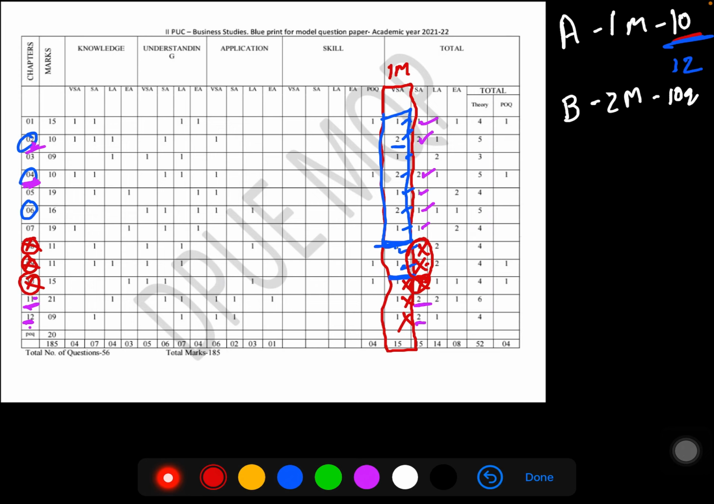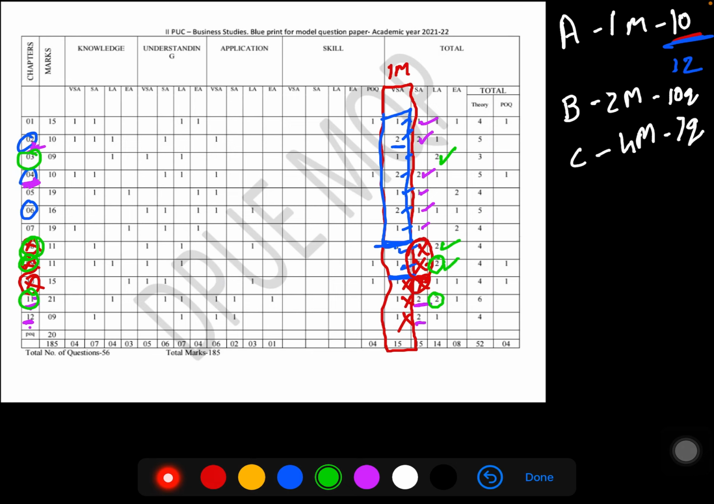And next, let's talk about Part C. Part C is completely about 4 mark questions. You have to be prepared for 7 questions. Which chapters can you pick here? 2 questions from the 3rd chapter, again 2 from the 8th chapter, again 2 from the 9th chapter, and again 2 from the 11th chapter.